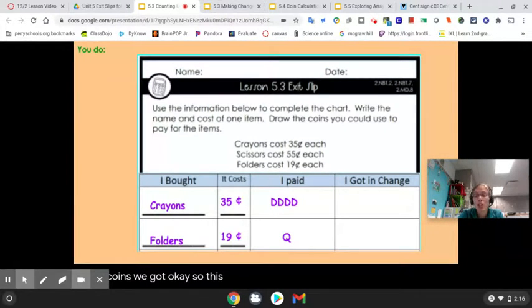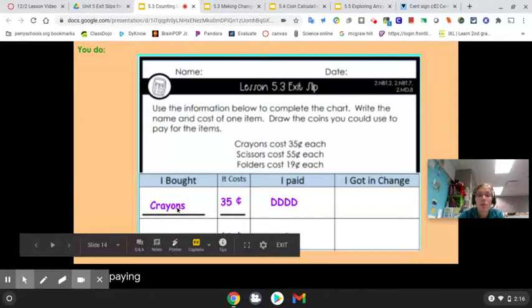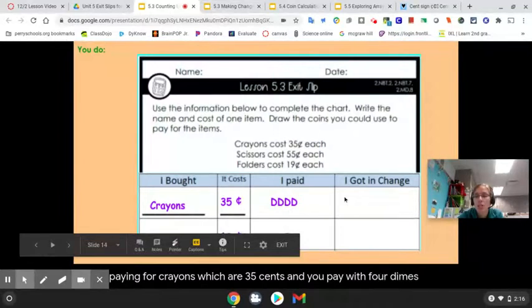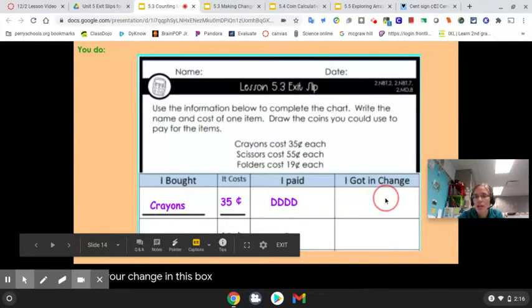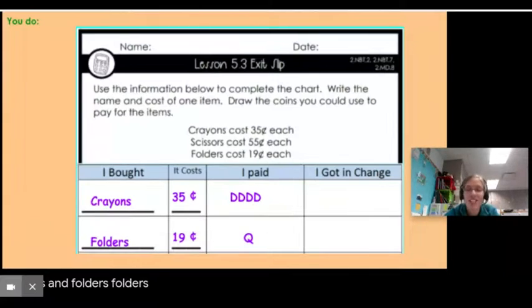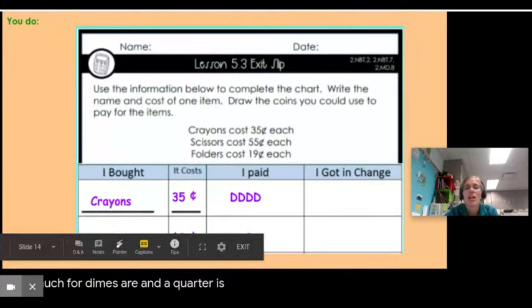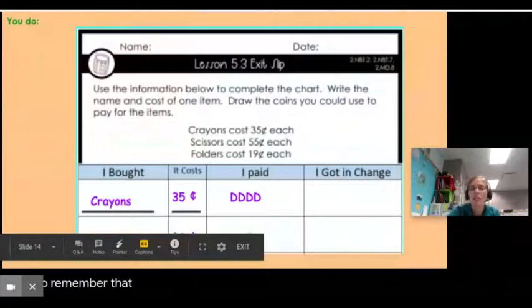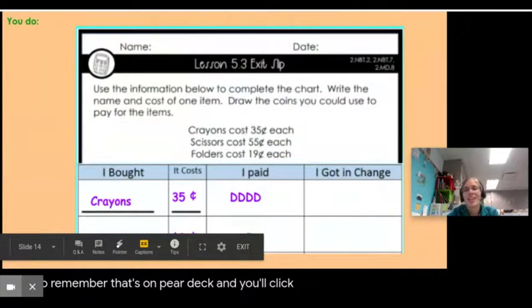Okay, so this is on your canvas. You're going to click next, and you're paying for crayons, which are 35 cents, and you pay with 4 dimes. So write your change in this box for the top one. And then you're going to pay for folders. This costs 19 cents, and you pay with a quarter. So figure out how much 4 dimes are and a quarter is. And then for folders for 19 cents and you're paying a quarter, you're going to write how much you got in change here. So remember, that's on Pear Deck, and you'll click next to get there on Canvas.